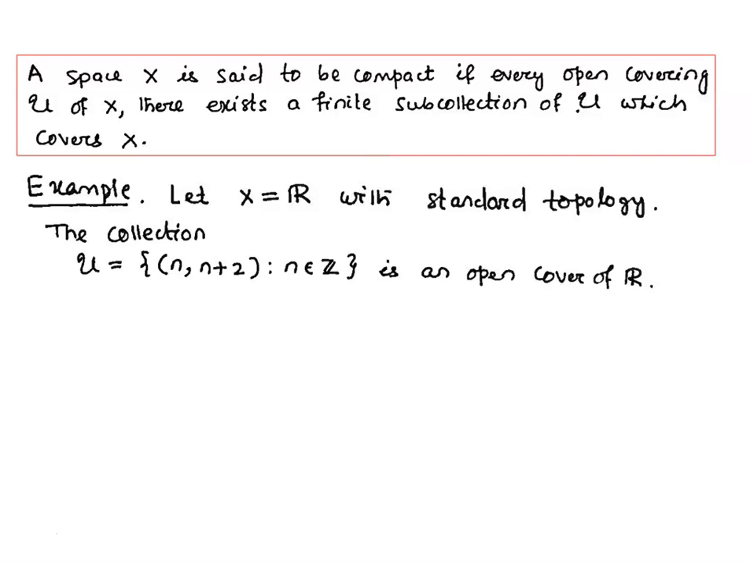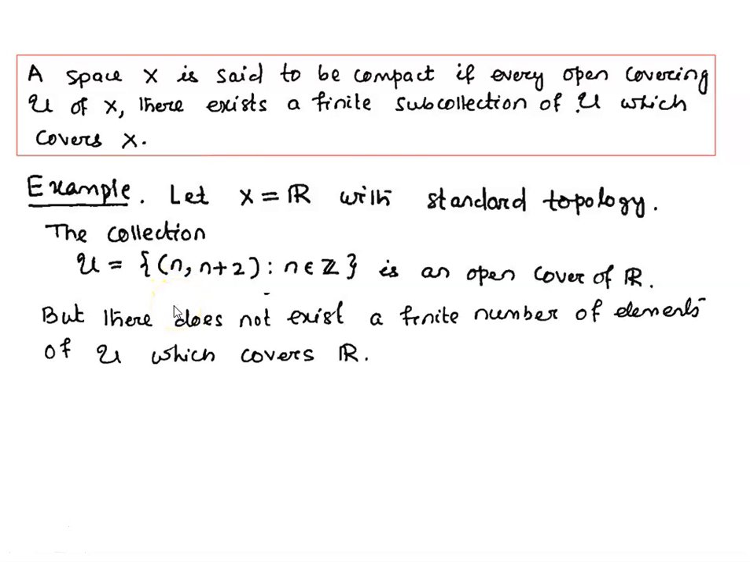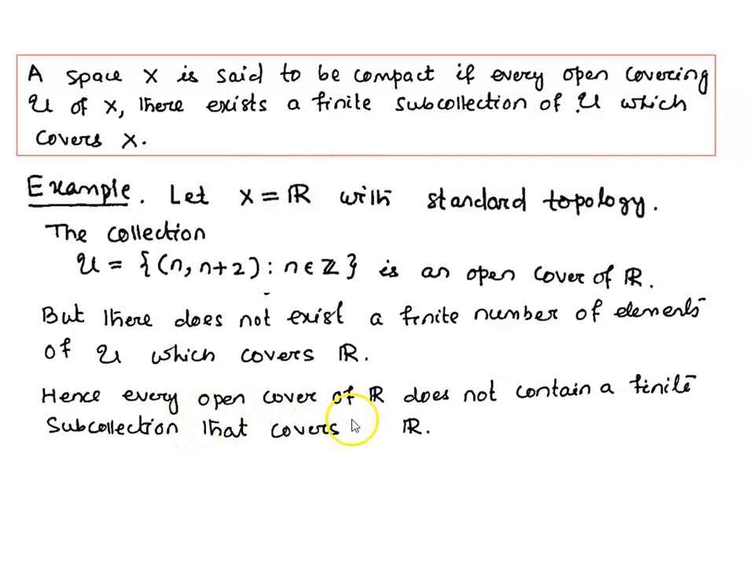We have seen in the previous slide that this collection U is an open covering of R. Now the question is, do we have a finite subcollection from this U which covers R? Obviously, we cannot find a finite number of elements here whose union is R. So there doesn't exist a finite number of elements of U which covers R. Hence, this open cover of R doesn't contain a finite subcollection that covers R. So the real line is not compact.